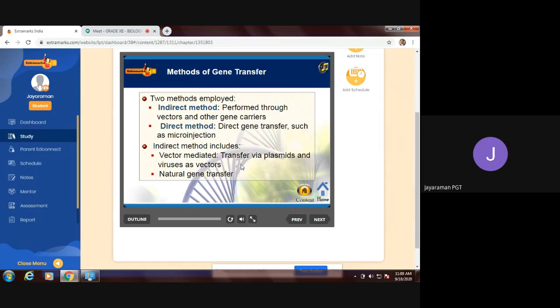Okay, now, the direct methods are performed directly, but indirect methods are performed through vectors and other carriers. So in indirect methods, we discussed the plasmid or natural gene transfer.